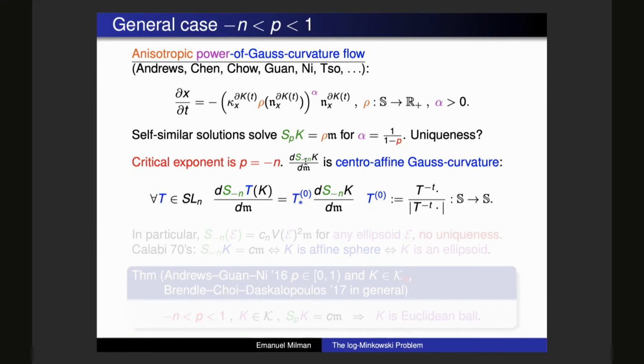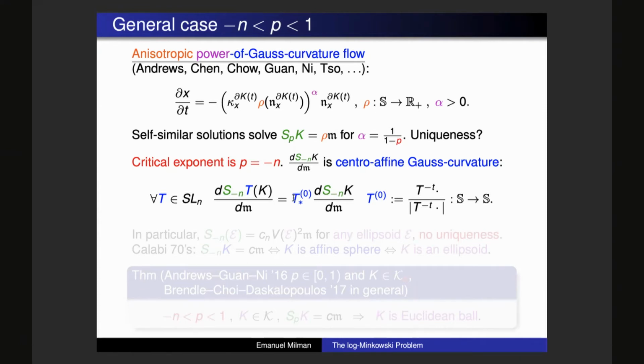Okay, so now I hope I've convinced you that the uniqueness question is natural, but already let me tell you that it's impossible to hope that you have uniqueness for all p's smaller than 1, because this problem has a critical exponent given by minus n. The reason is that the density of the L minus n surface area measure is the so-called centro-affine Gauss curvature. It's called this way because it commutes nicely with, say, volume-preserving linear transformations. It has this very nice commutation property.